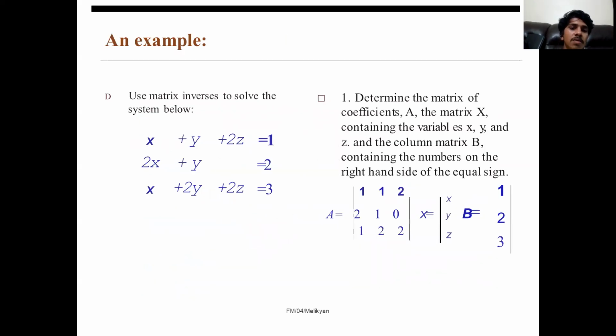Example: use the matrix inverse to solve the system below. x + y + 2z = 1, 2x + y = 2, x + 2y + 2z = 3. Determine the matrix of coefficients A, the matrix X containing the variables x, y, and z, and the column matrix B containing the numbers on the right side of the equal sign. A = [1 1 2; 2 1 0; 1 2 2], X = [x; y; z], B = [1; 2; 3].